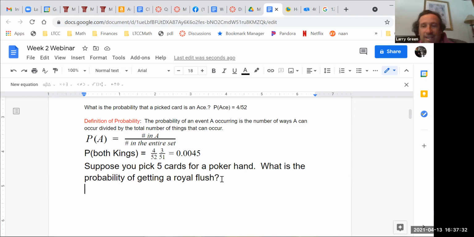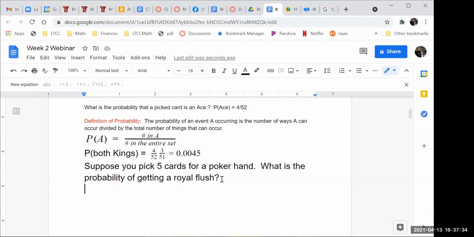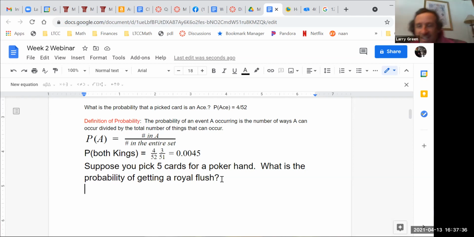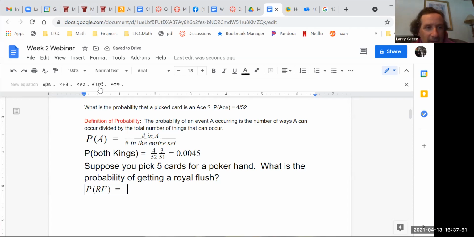Ace, king, queen. I Googled it. Yeah. Oh, Google's good. Google knows everything. Ace, king, queen, jack, 10 of the same suit. So let's find out. So the probability of a, let's call it RF for royal flush, is equal to, well, it's going to be a fraction. How many ways are there of getting a royal flush? How many different royal flushes are there?